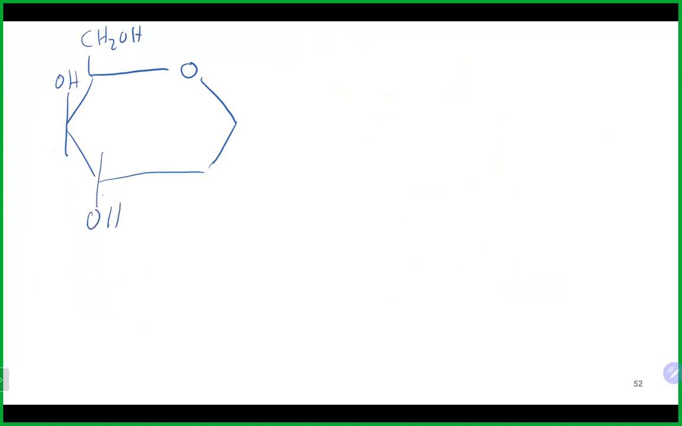Now, what happens if I had one like this? We'll go this way, we'll go that way. It'll be different. We'll go that way. And let's say I wanted to draw the D isomer of this one. Can I open the ring? Odds are I hopefully can. So let's see how we can work our way backwards.